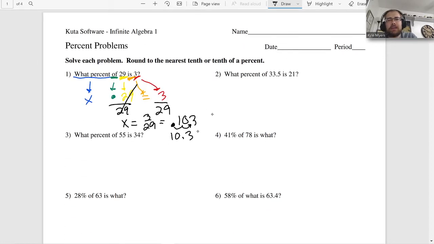Oh, and I forgot to put a little percent sign here. That is the answer. So honestly, the setup is not as hard as maybe just remembering to change it to a decimal and round it to the right number of decimal places. I think that was just as difficult as setting it up, if not more. So let's go ahead and look at the next one.